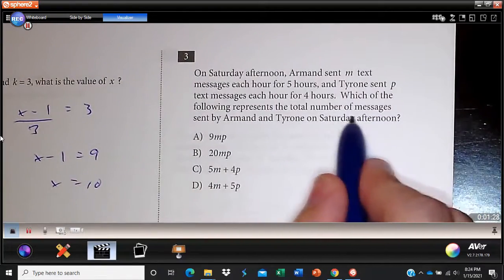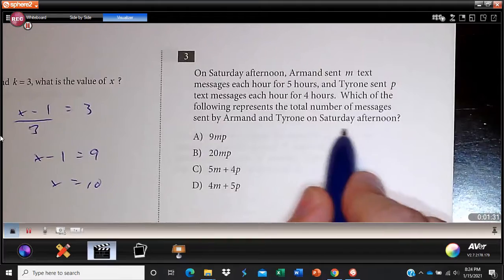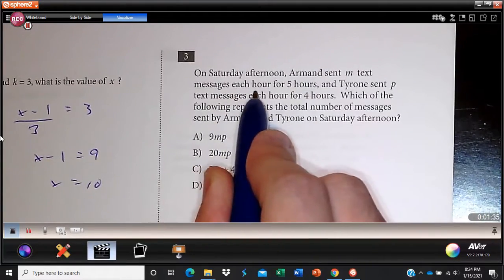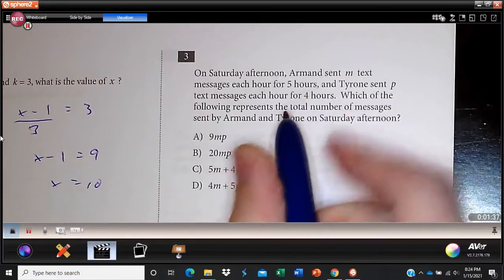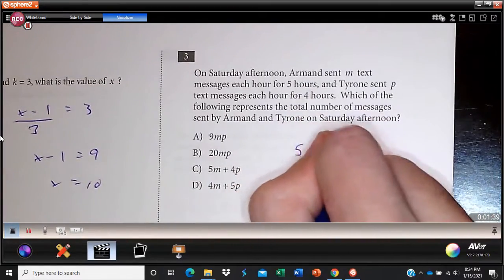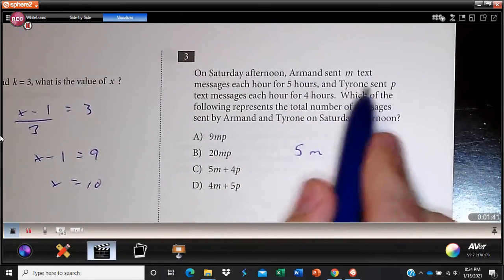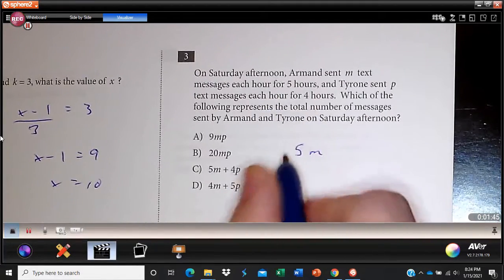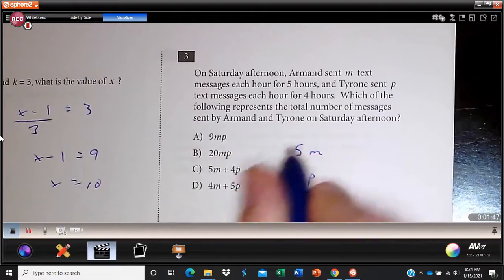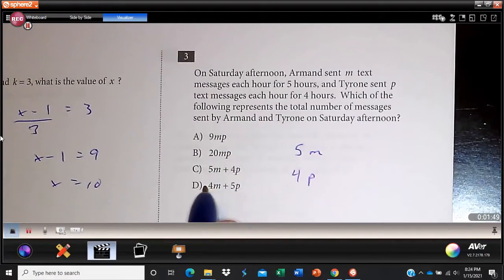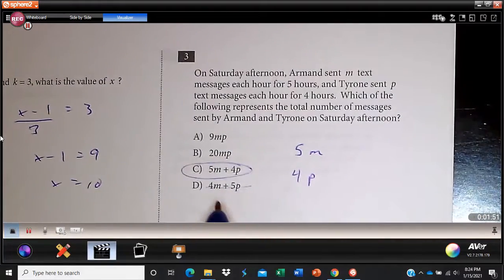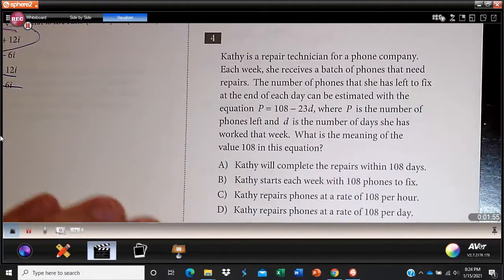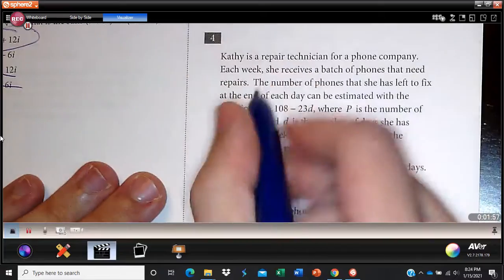Which of the following represents the total number of messages sent by these two on Saturday? Armand sent M messages each hour for 5 hours, so that's 5 times M. And Tyrone sent P messages each hour for 4 hours, so that's 4 times P. So that's 5M and 4P. Yeah, okay. So far so good. I'm not going to read this.